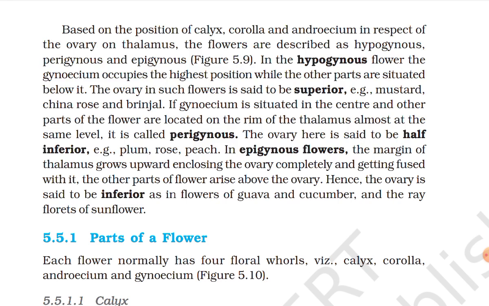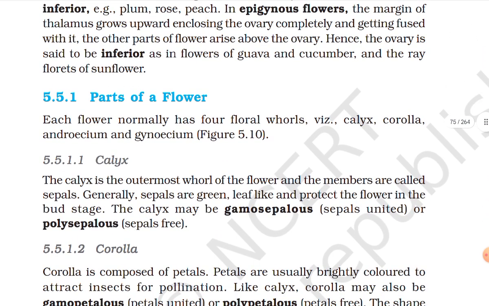In epigynous flowers, the margin of the thalamus grows upward, enclosing the ovary completely and getting fused with it. The other parts of the flower arise above the ovary, hence the ovary is said to be inferior, as in the flower of guava and cucumber, and the ray florets of sunflower.